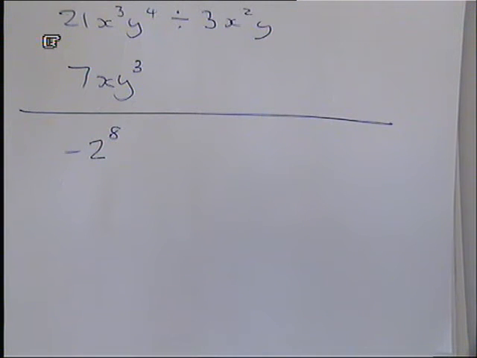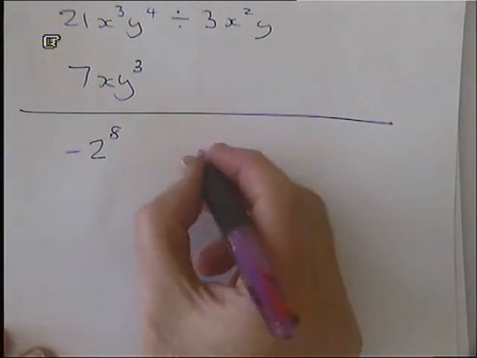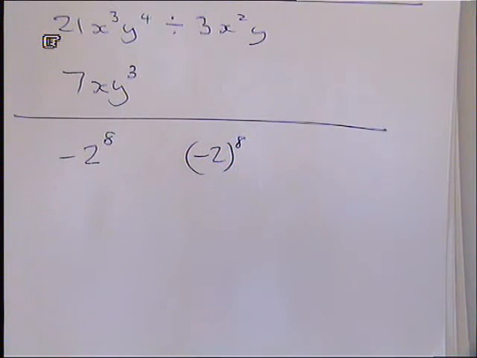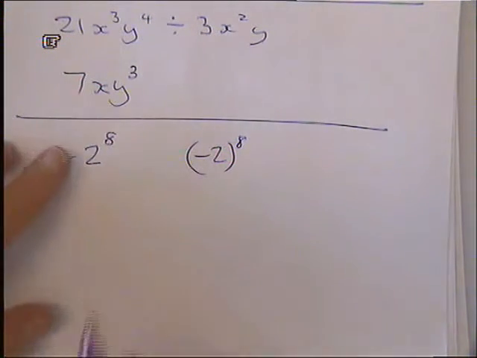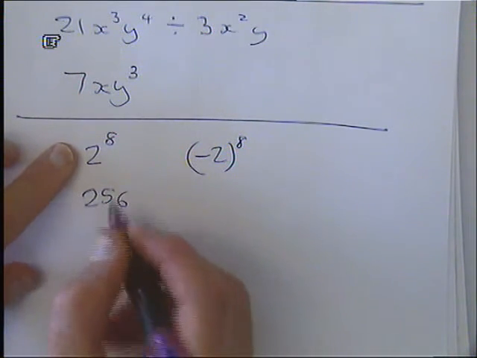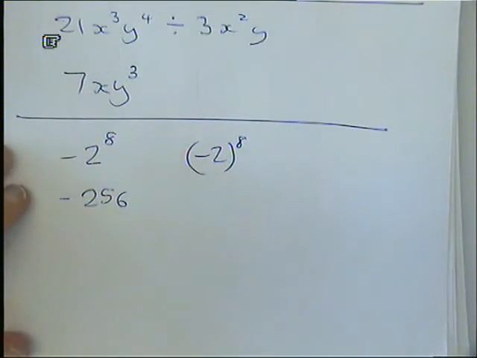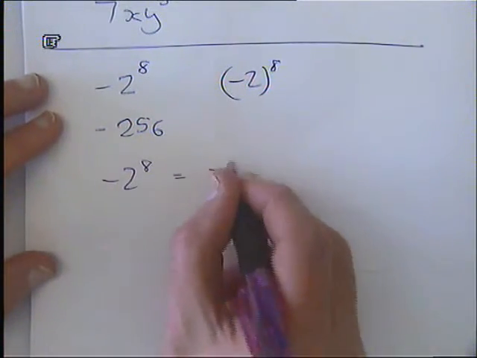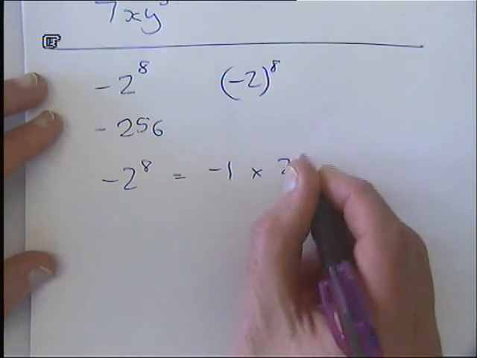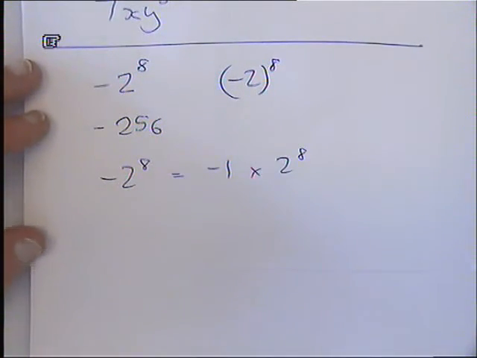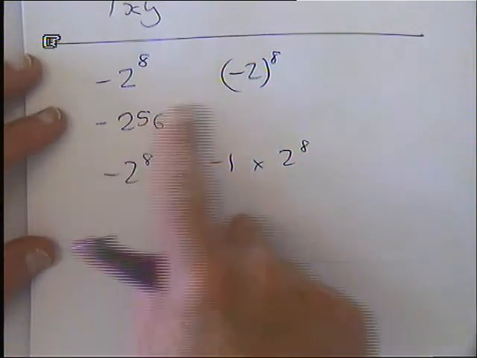That is not negative 2 to the power of 8. Negative 2 to the power of 8 would be written down like that. This is 2 to the power of 8, which is 256, with a minus sign in front of it. Effectively, that is minus 1 times 2 to the power of 8. It's really important that you know the difference between these two things.